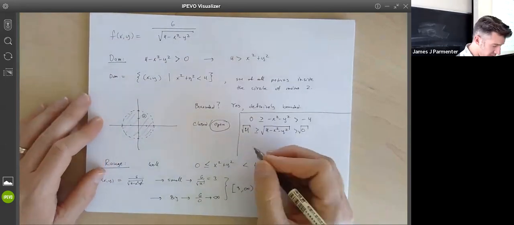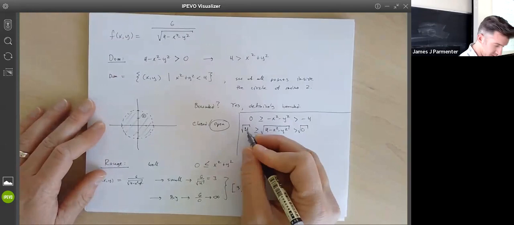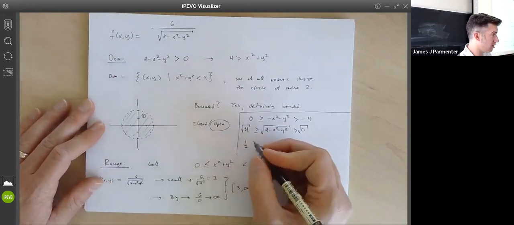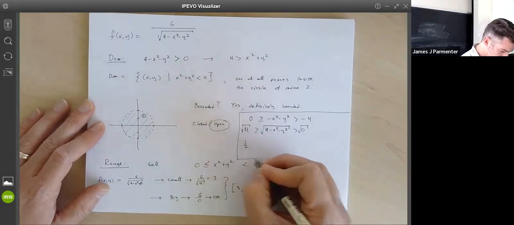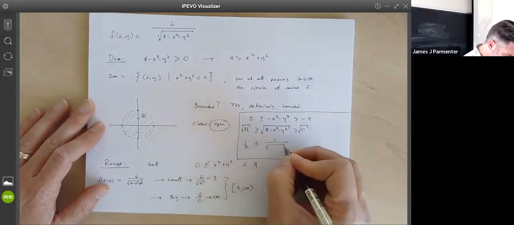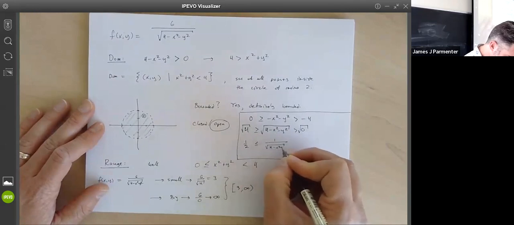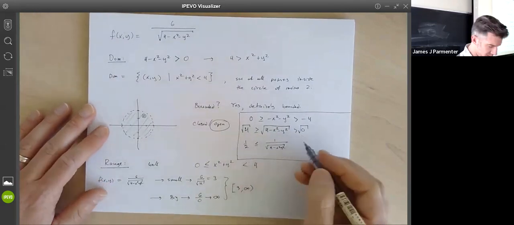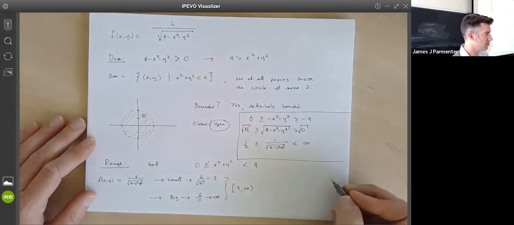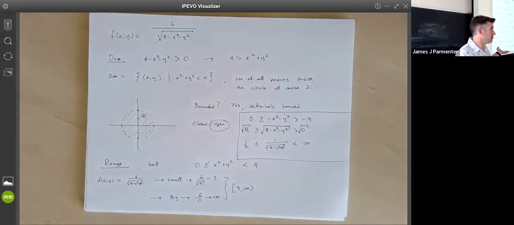And then I'm going to take the reciprocal of everything. So the reciprocal of 4 is 1/2. And then I change the direction of the inequality again when I take the reciprocal. So I'm going to have less than or equal to 1 over the square root of 4 minus x squared minus y squared. And if something is bigger than 0, its reciprocal is smaller than infinity. Right? If I'm positive and I can be any positive number, then my reciprocal is also any positive number.